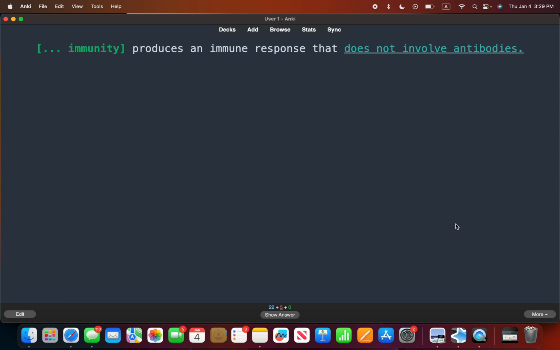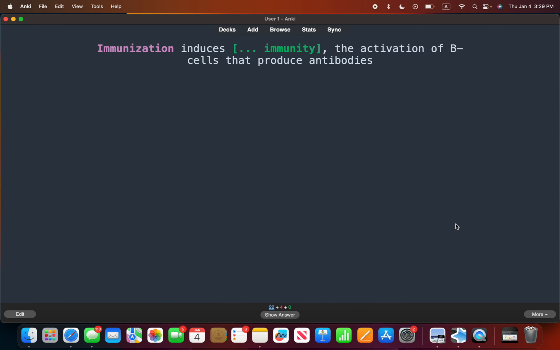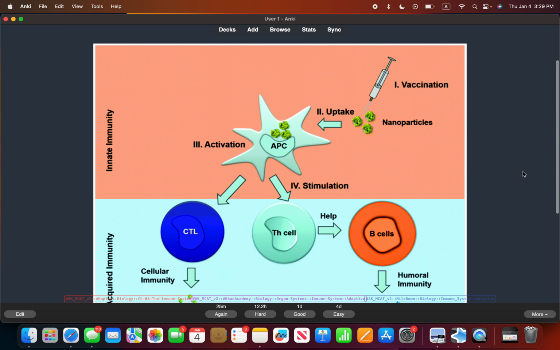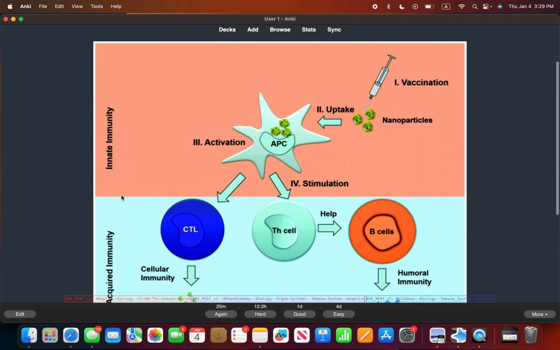What type of immunity produces an immune response that does not involve antibodies? That is cell-mediated cytotoxic immunity. Perfect. What does immunization induce? The activation of B cells that produce antibodies. It is the adaptive immunity. Oh, immunization induces active immunity. So we have the adaptive acquired immunity.